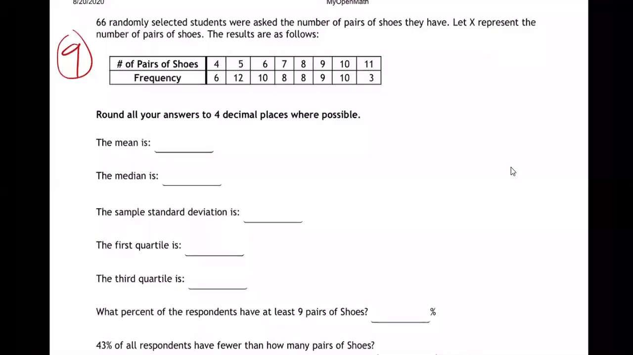66 randomly selected students were asked the number of pairs of shoes. How many shoes do you have? I've got like 5, I think.